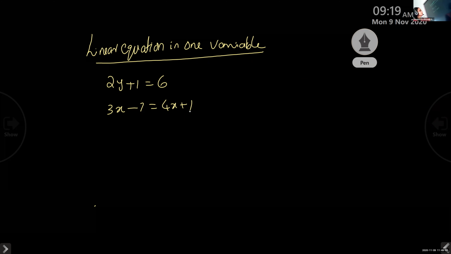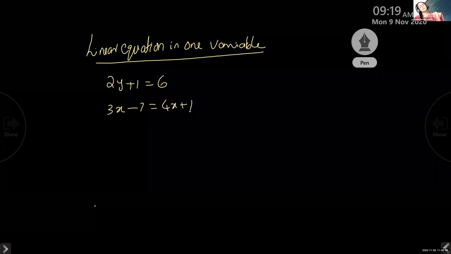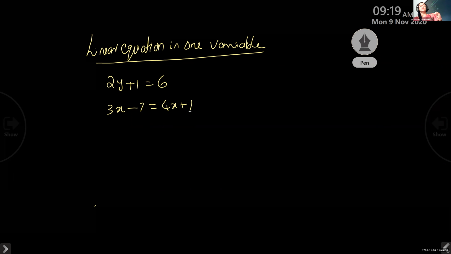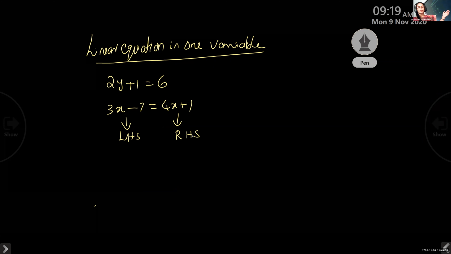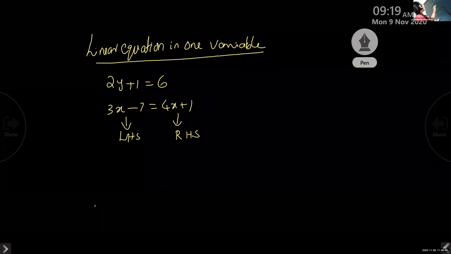Okay. Now, in this chapter, we are going to find what are the solutions of linear equation. Solution means it is the value of the variable. Here, the variables are y and x. Value of the variable which satisfies both RHS and LHS. For this equation, this is LHS, left hand side, and this is RHS. The expression on the left side of the equation is known as left hand side, LHS, and the expression on the right side of the equation is known as RHS.